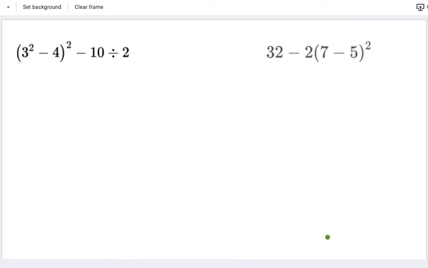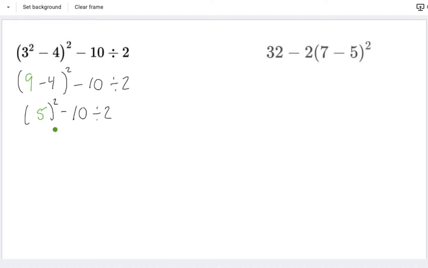Now we have a couple more involved examples. We've got exponents and grouping symbols. We have 3 squared minus 4, then that squared, minus 10 divided by 2. So remember the PEMDAS, whatever is in the grouping symbol has to happen first. And since inside we have 3 squared, we're going to do that before we subtract. So the 3 squared is going to be 9. Now we have 9 minus 4, then we're going to square it. So 9 minus 4 is 5.